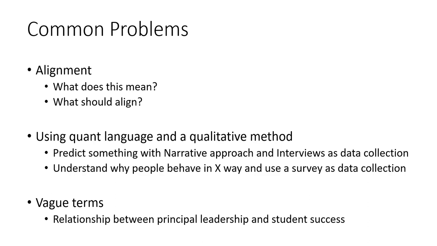Another common problem that students have is the use of very vague terms. So, for example, students might be interested in the relationship between principal leadership and student success. However, we don't actually know what principal leadership is. The term relationship here is a quantitative term, and it's associated with a specific technique called the correlation. But how are we defining, operationalizing, and measuring principal leadership? And what is student success?